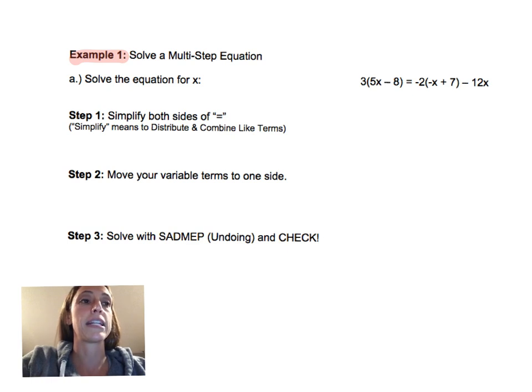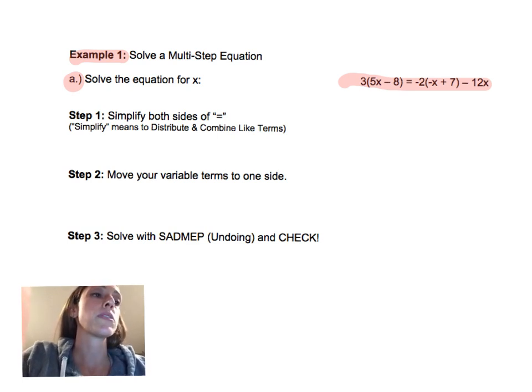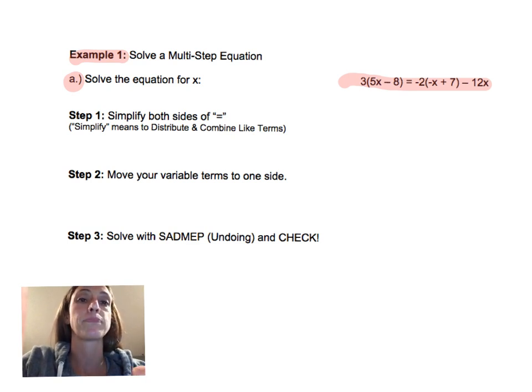And then you can jot down part A, and then that equation right there. So that equation says 3 times the quantity of 5x minus 8 equals negative 2 times the quantity of negative x plus 7 minus 12x. All right, step 1. So you're going to jot this down.